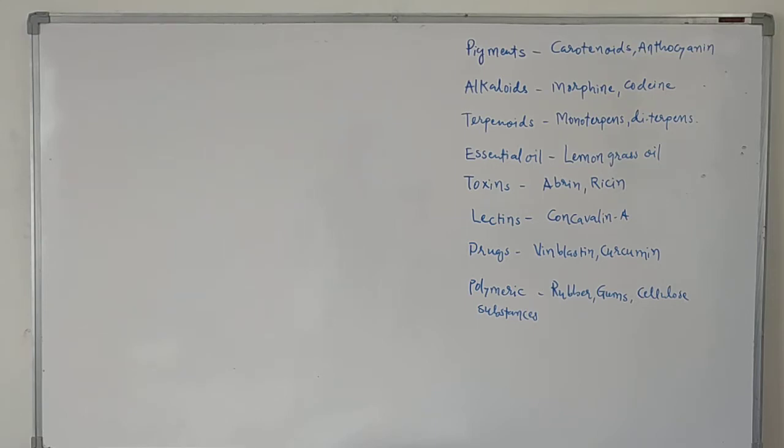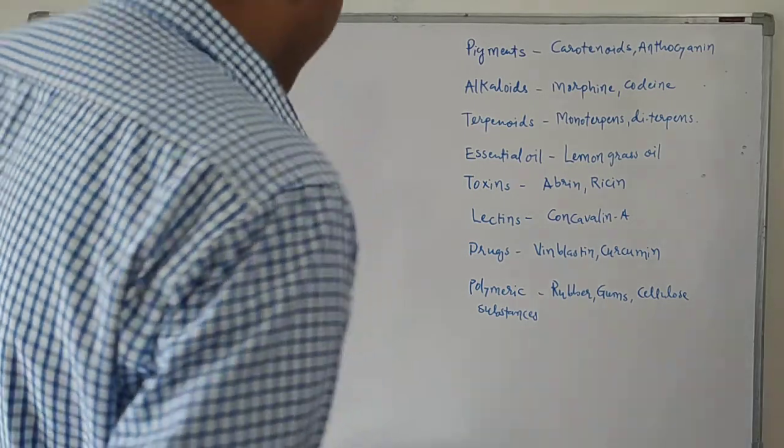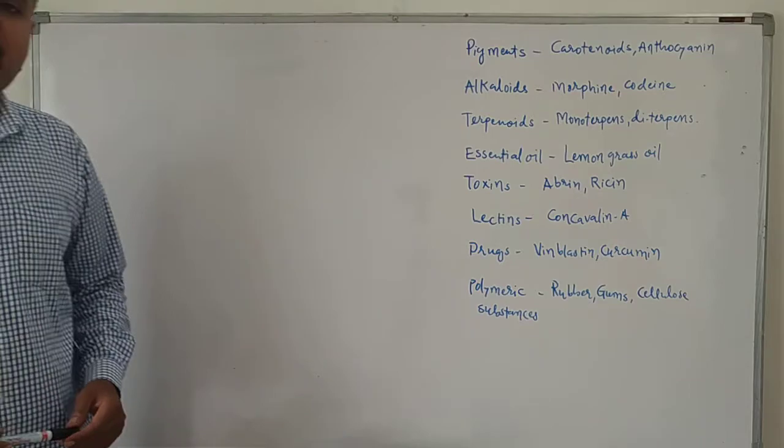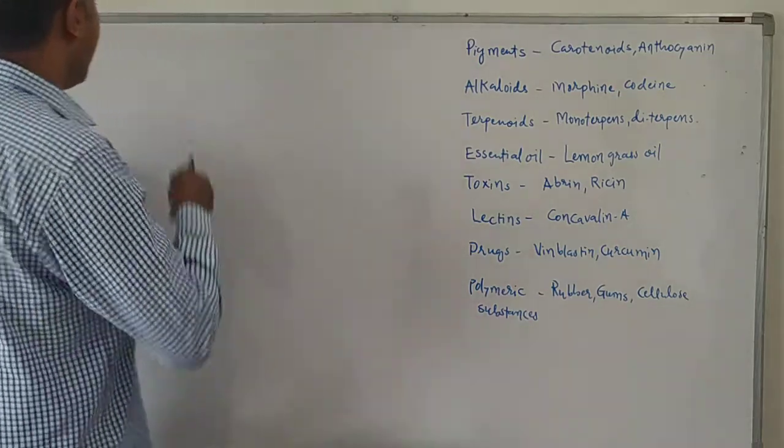A table is also given in the textbook, and that table has examples of secondary metabolite. The examples from the textbook table I have already written on the right side of the board. So we will first discuss what primary and secondary metabolites are, and then we will see the examples of secondary metabolite.